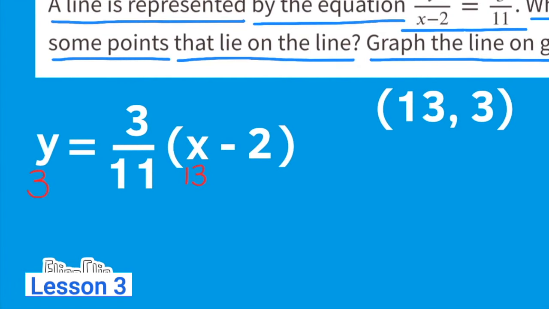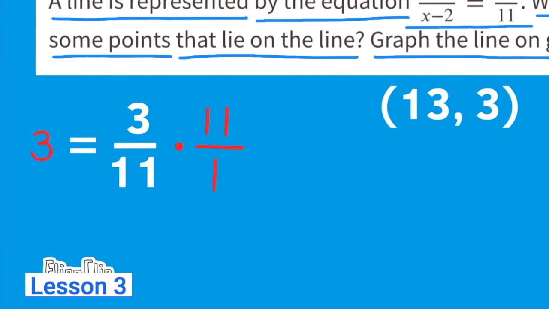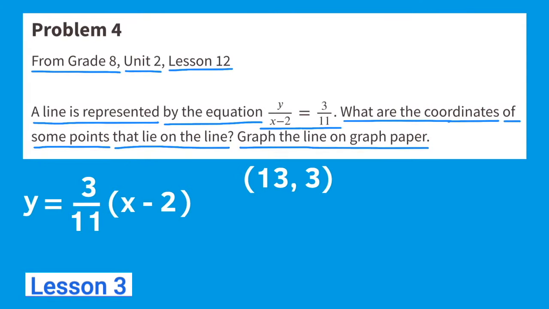Now the equation reads 3 equals 3/11 times 13 minus 2. 13 minus 2 is 11. Now the equation reads 3 equals 13/11 times 11. And 13/11 times 11 is 33/11. 33 divided by 11 is 3. 3 equals 3.